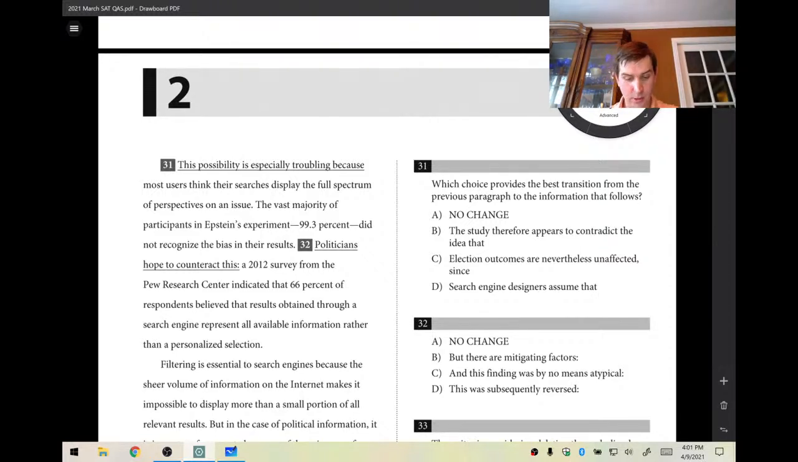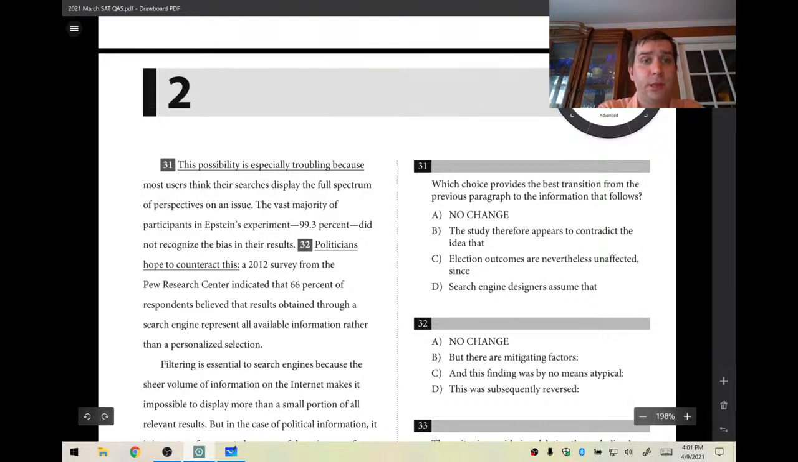Okay. So it says, this possibility is especially troubling because most users think their searches display the full spectrum of perspectives on an issue. Which choice provides the best transition from the previous paragraph to the information that follows? Well, what's the information that follows? I'm just going to highlight it. It's this stuff: the vast majority of participants in the experiment, 99.3%, did not recognize their bias. So we want to set up that information.